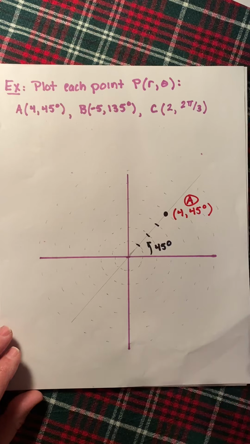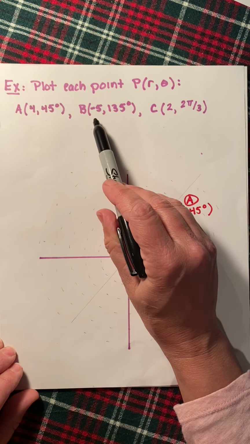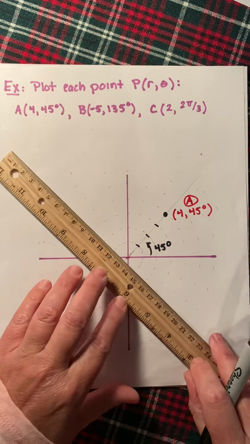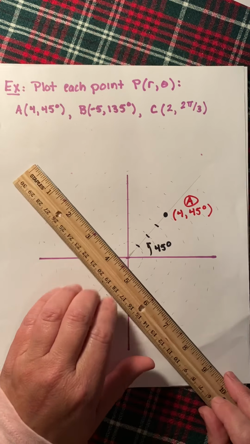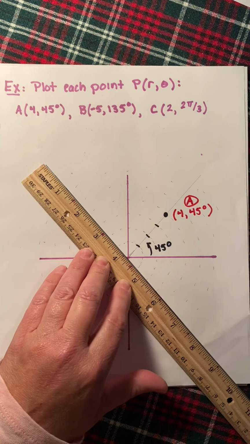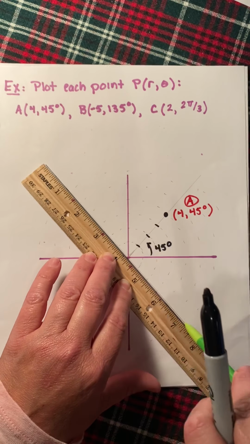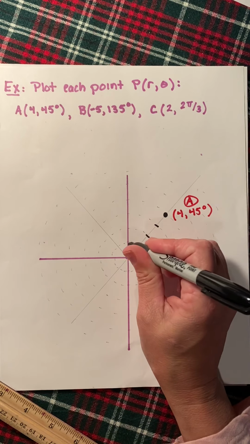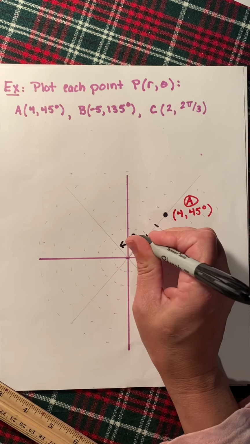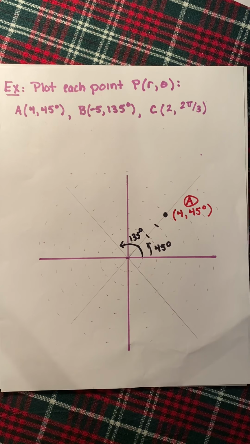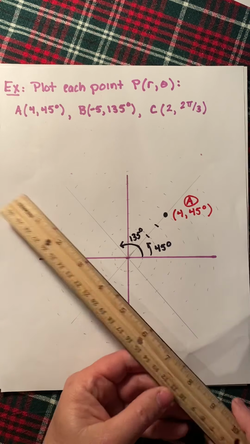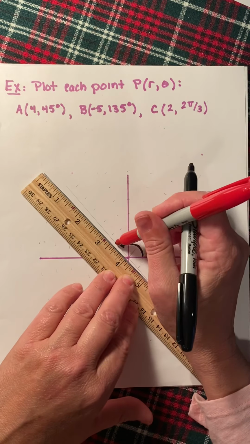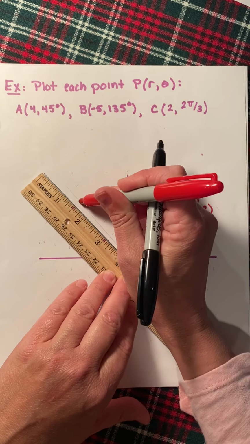Point B says go 135 degrees and then go -5 away from the origin. So 135 degrees falls on the diagonal line, y equals -x, right there. This is my angle, 135 degrees. If I went up, and every half inch represents a unit, then going up 5, I'd be at 1, 2, 3, 4, 5. I would be right here.